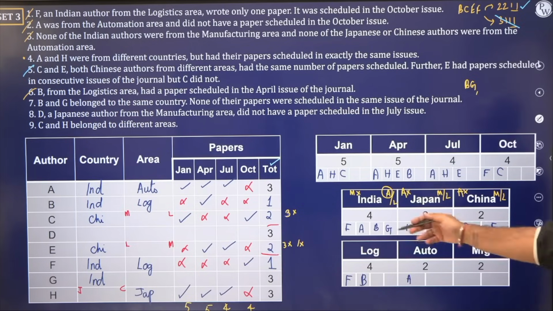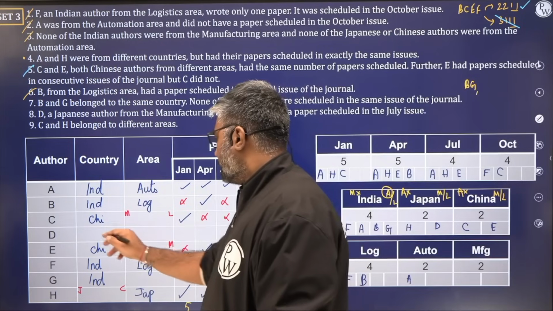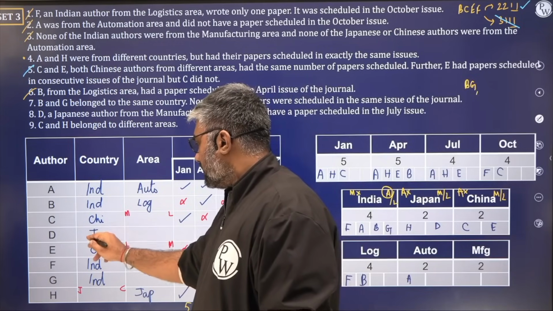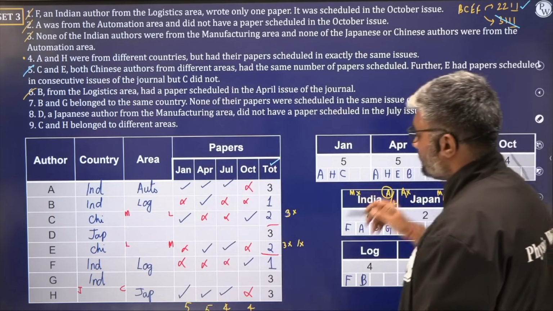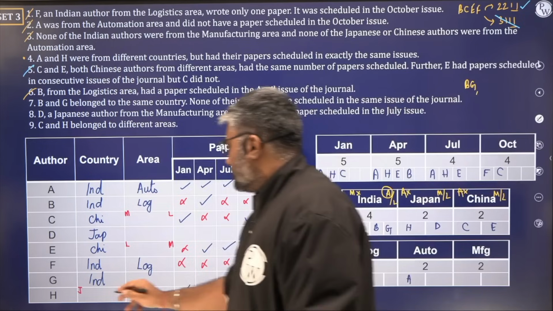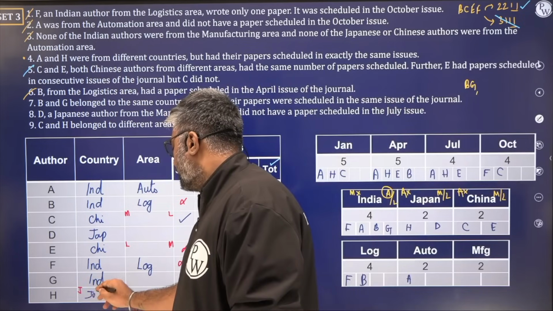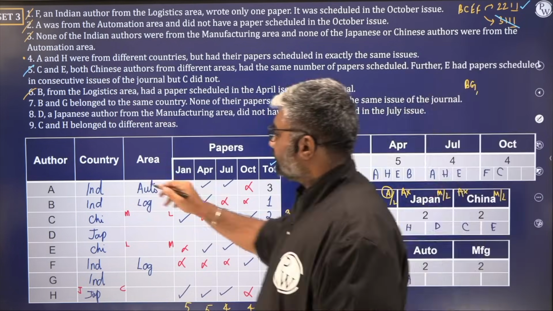I think we have only one person left now. A, B, C. It has to be D from Japan. D is from Japan. This way we have covered all the countries. I wrote Japan here in the areas column. So finally we have all the countries also sorted. Good thing.